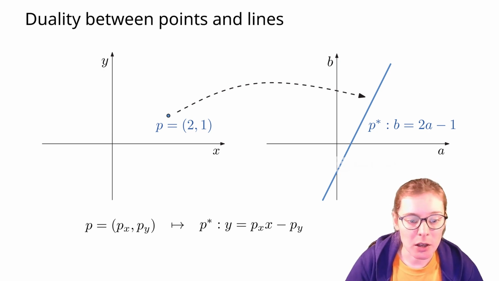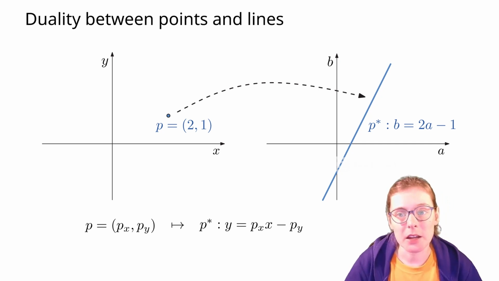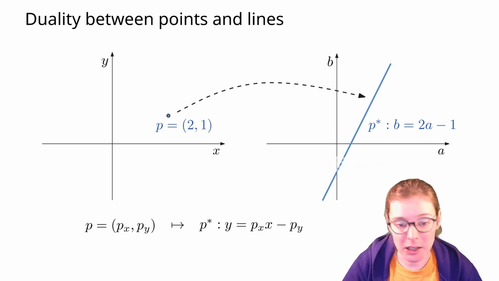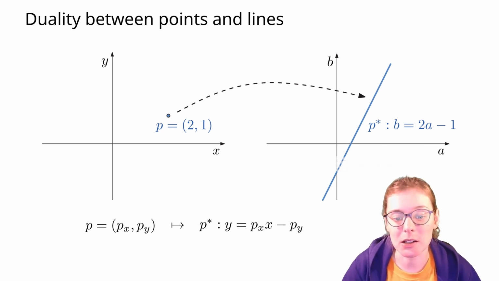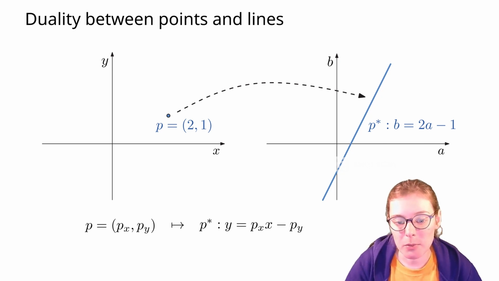So in general, if our point P has coordinates px and py, the dual line that we usually denote with the same label P but with a star next to it will be given by the equation y equals px times x minus py.